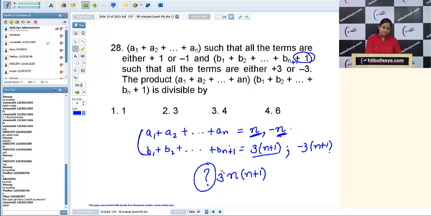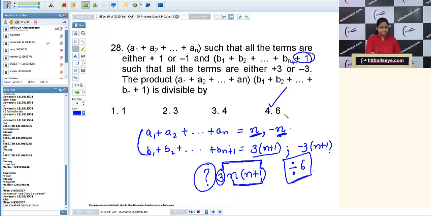Now, as you can see, this is divisible by 3, but we have two consecutive numbers here. If we have two consecutive numbers here, definitely one must be even. So we can say the complete product should be divisible by 6. That should be the answer in this case. Yes, exactly.